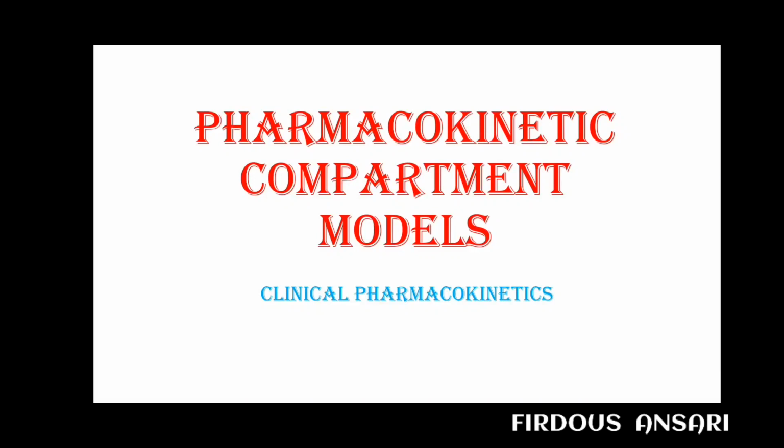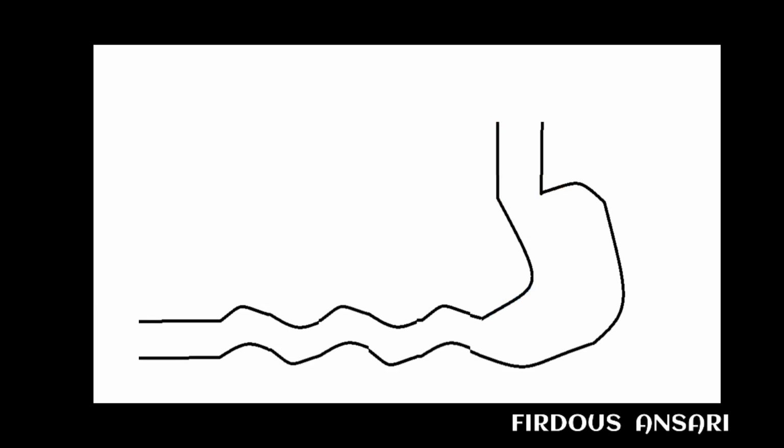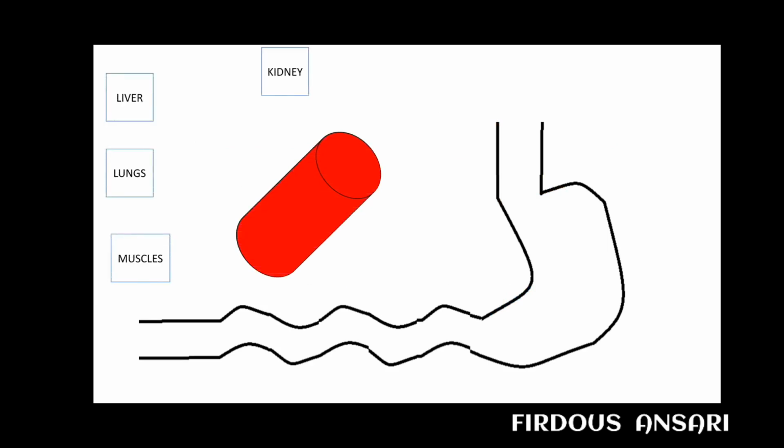Today we will try to understand another topic of clinical pharmacokinetics, that is pharmacokinetic compartment models. Now suppose this is your gastrointestinal tract. This is a blood vessel and these are various organs. Once we consume any drug, first it will enter the blood and then from blood it will get distributed to various organs of our body. So blood is our central compartment and various other organs will become a peripheral compartment.